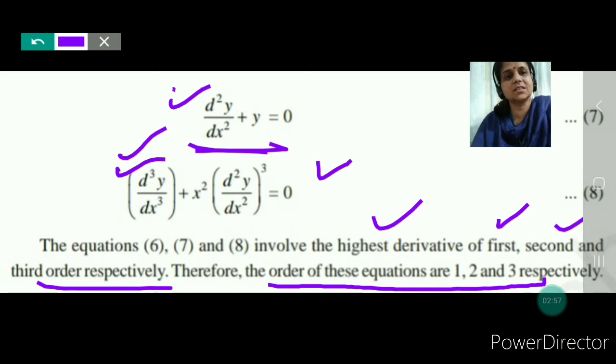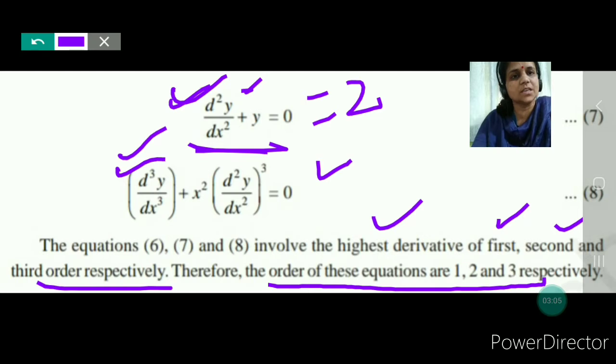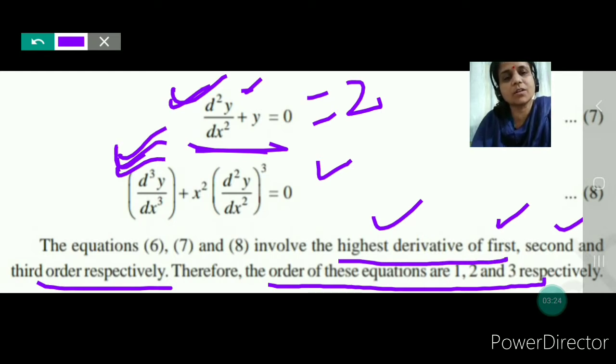In this equation, students, see, we are getting 2 times derivative of y, so the order of this equation is 2. And here, see, it is d square y upon dx square but it is d cube y upon dx cube. It means it is 3 times derivative of y with respect to x. We have to take the highest derivative, so here the order of this equation is 3.